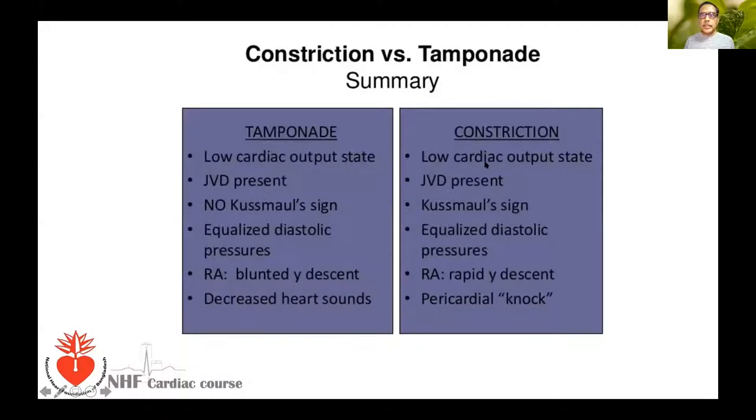Both have low cardiac output status, both have jugular venous dilatation, but in tamponade there is no Kussmaul sign, but in constriction there is Kussmaul sign. In both, there is equalized diastolic pressure, but in tamponade, Y descent is blunted, but in constriction, there is rapid Y descent. And in tamponade, heart sound is decreased, but in constriction, you may hear a pericardial knock.